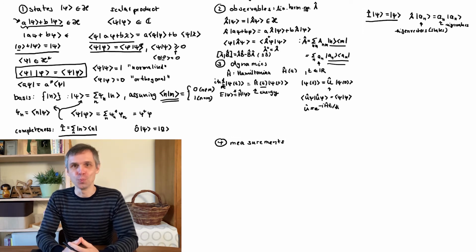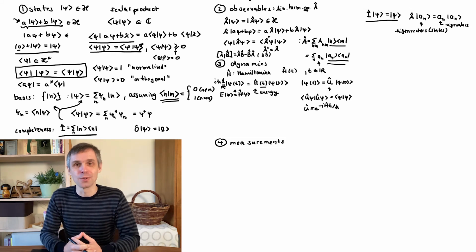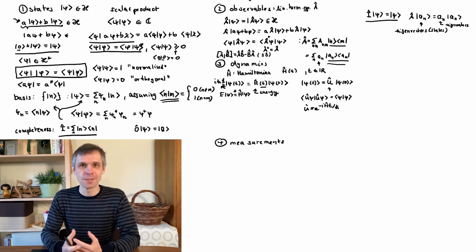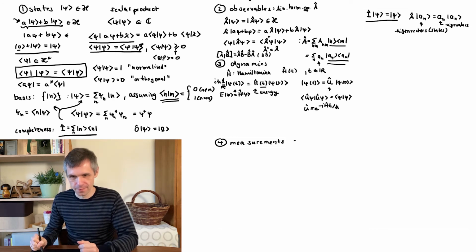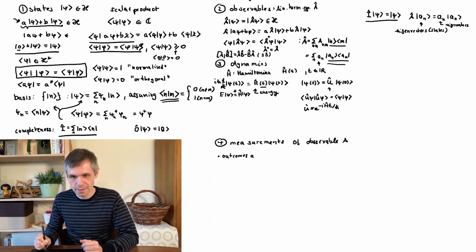Finally, we come to measurements, which is really the postulate that ties everything together. And this in itself has several parts. So first of all, any measurement concerns a physical observable. So to any measurement apparatus, you can assign a Hermitian operator A. And then the outcomes, the values that you can read off of your apparatus, are restricted to the eigenvalues of this operator A.